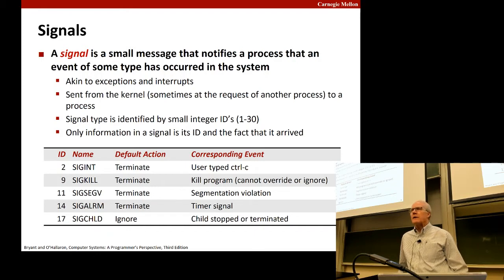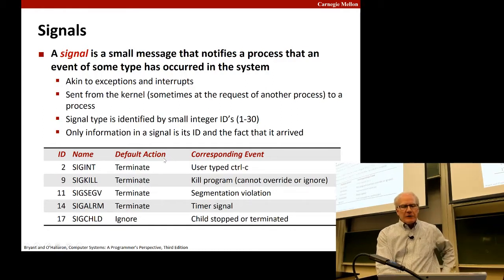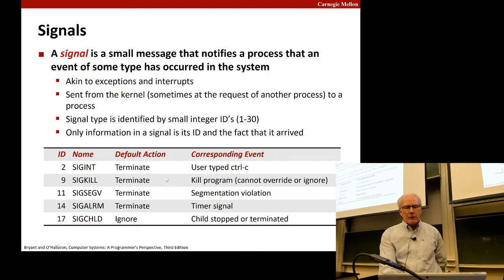And then there's one called SIGCHLD, which is sent by the child to its parent when the child terminates. And we're going to use that as a way of handling these zombie children in the shell. The other thing you'll see is that for each signal type, there is some default action, meaning how a process will handle it if there's no other overriding information.